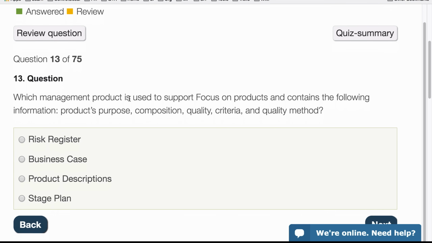Question 13. Which management product is used to support focus on products and contains the following information: the product's purpose, the composition, quality criteria, and the quality method? So which management product contains all of these sections here? It actually describes what the product should be. So that's not the risk register or the business case, it's the product descriptions.